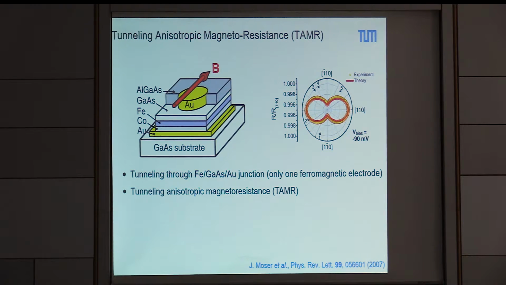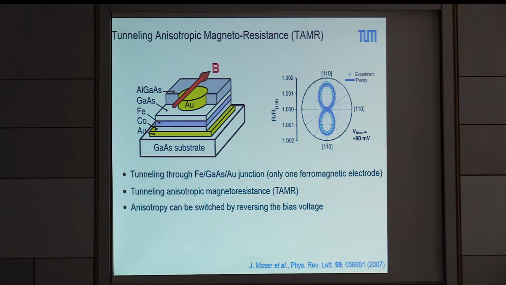And measure the tunneling magnetoresistance. And this has been done before with gallium manganese arsenide also. So now you have tunneling through this junction with only one ferromagnetic electrode, and the TAMR that you get looks like this C2V symmetry. And this is actually the theory developed by the group of Fabian. And what was interesting is if you now change the bias field, from minus 90 to plus 90, you can actually see that you indeed flip the direction of the C2V symmetry.